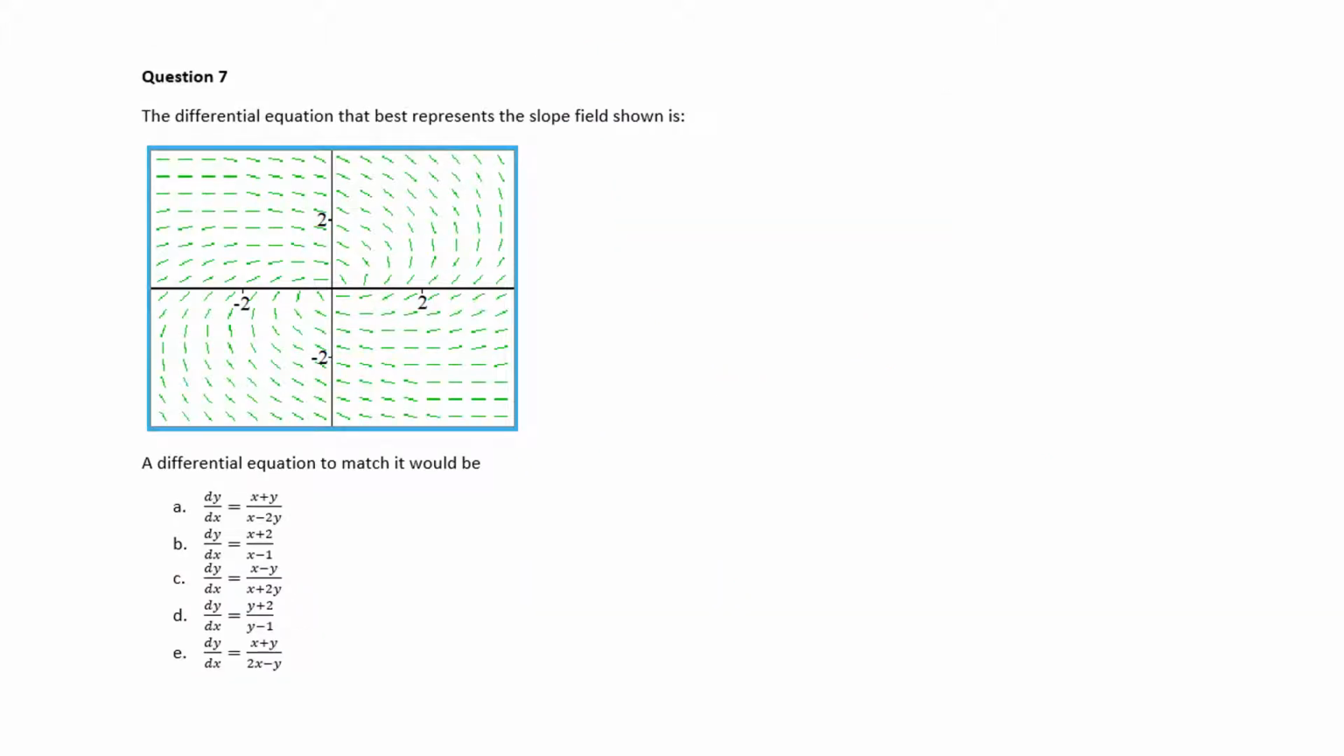Okay, question 7. I had to give you one of these. They're pretty routine, so it's good to practice them. So let's have a look at our options. Functions of x and y. You've got a function of x and a function of y. If it was just a function of x, then it would be uniform vertically, so it can't be option B. And if it was just a function of y, it'd be uniform horizontally.